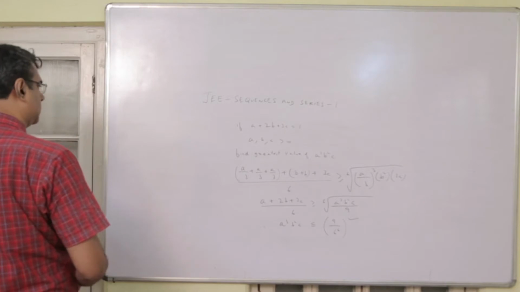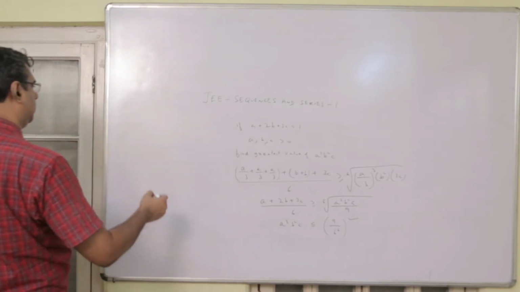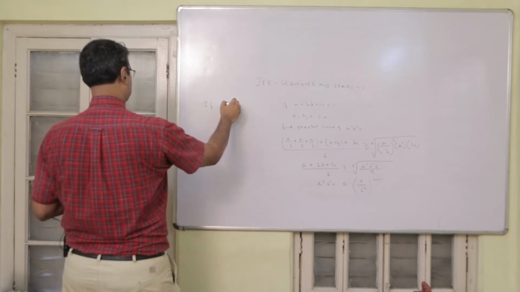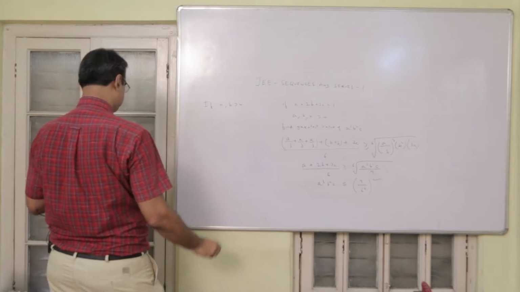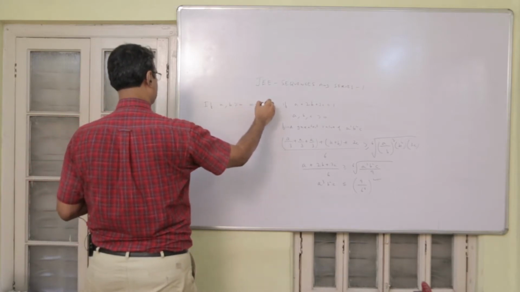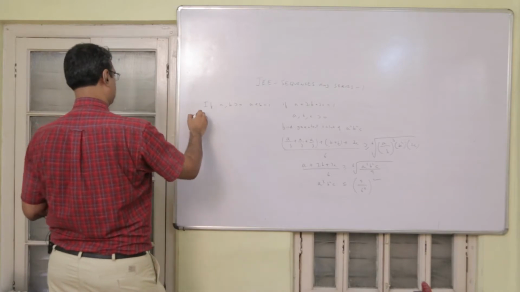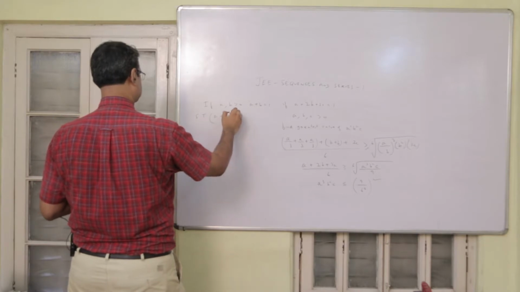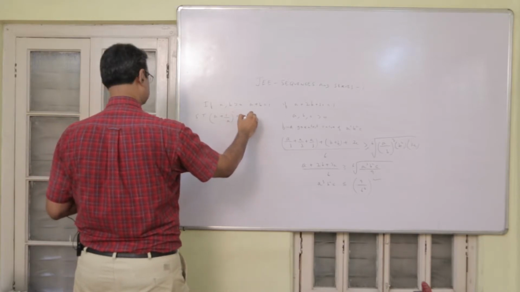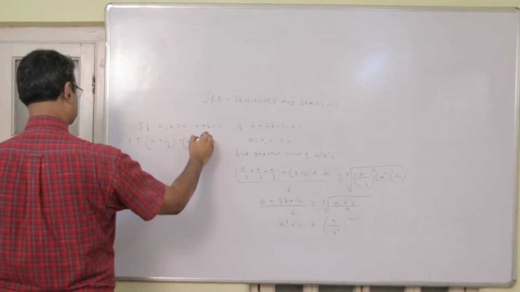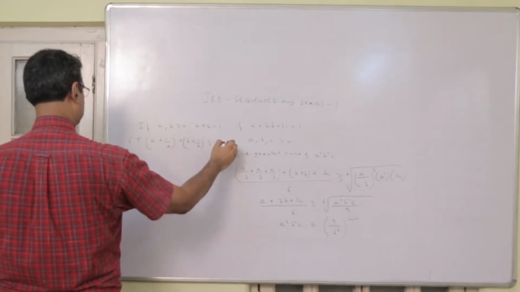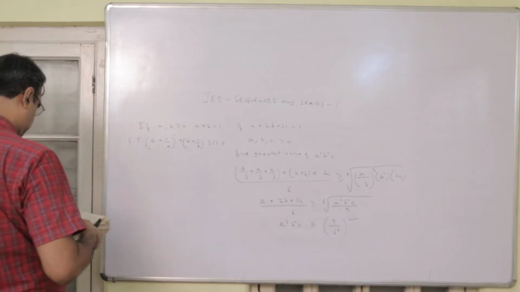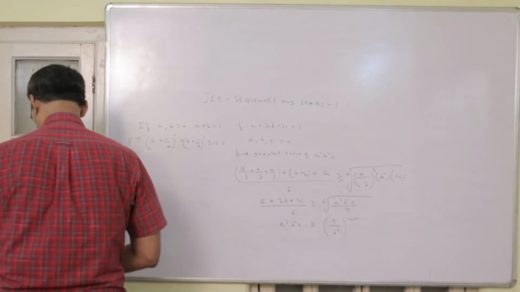In certain cases, the inequality may require a trigonometric substitution. For example, if a and b are positive real and a plus b is 1, you have to show that a plus 1 by a whole square plus b plus 1 by b whole square is greater than equal to 12.5.